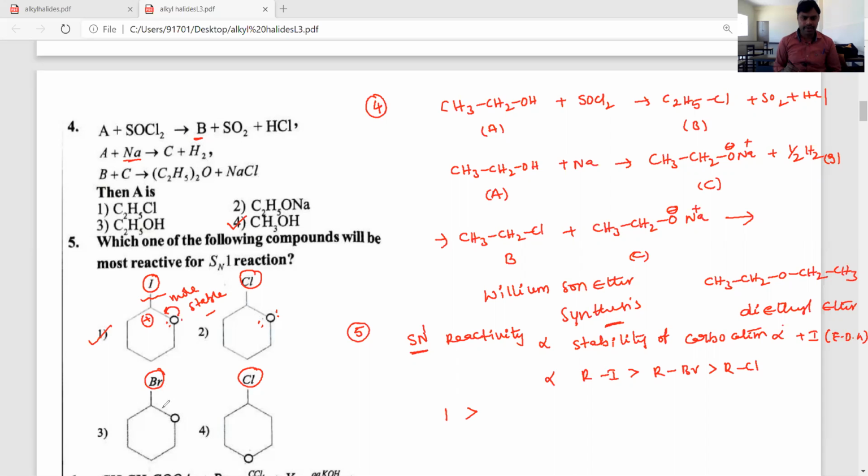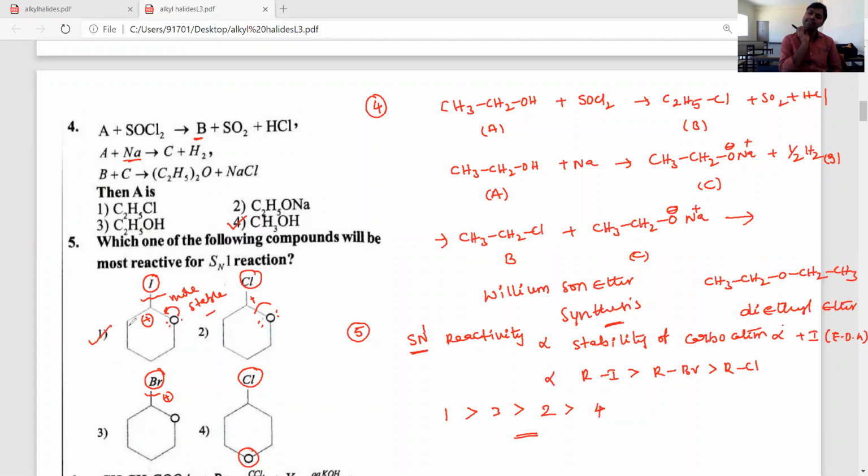Next, bromine can leave very easily, so alkyl bromides are more reactive, then the third one. Now both of these are chlorides. Here the oxygen is very near and here it is far. That's why the second is more reactive, and then the fourth one. This is the SN1 reactivity order. So the compound most reactive towards SN1 is the first compound.